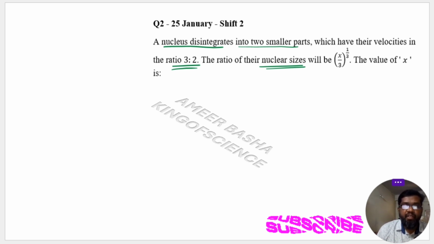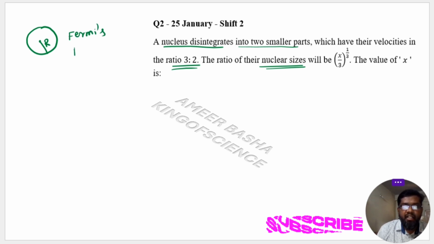So the very well known formula here, the radius of the nucleus is given by Fermi's empirical formula. That is R is equal to R naught, a fixed value, A power 1 by 3. So A is the mass number of that nucleus. Okay, so let us come to the question here.